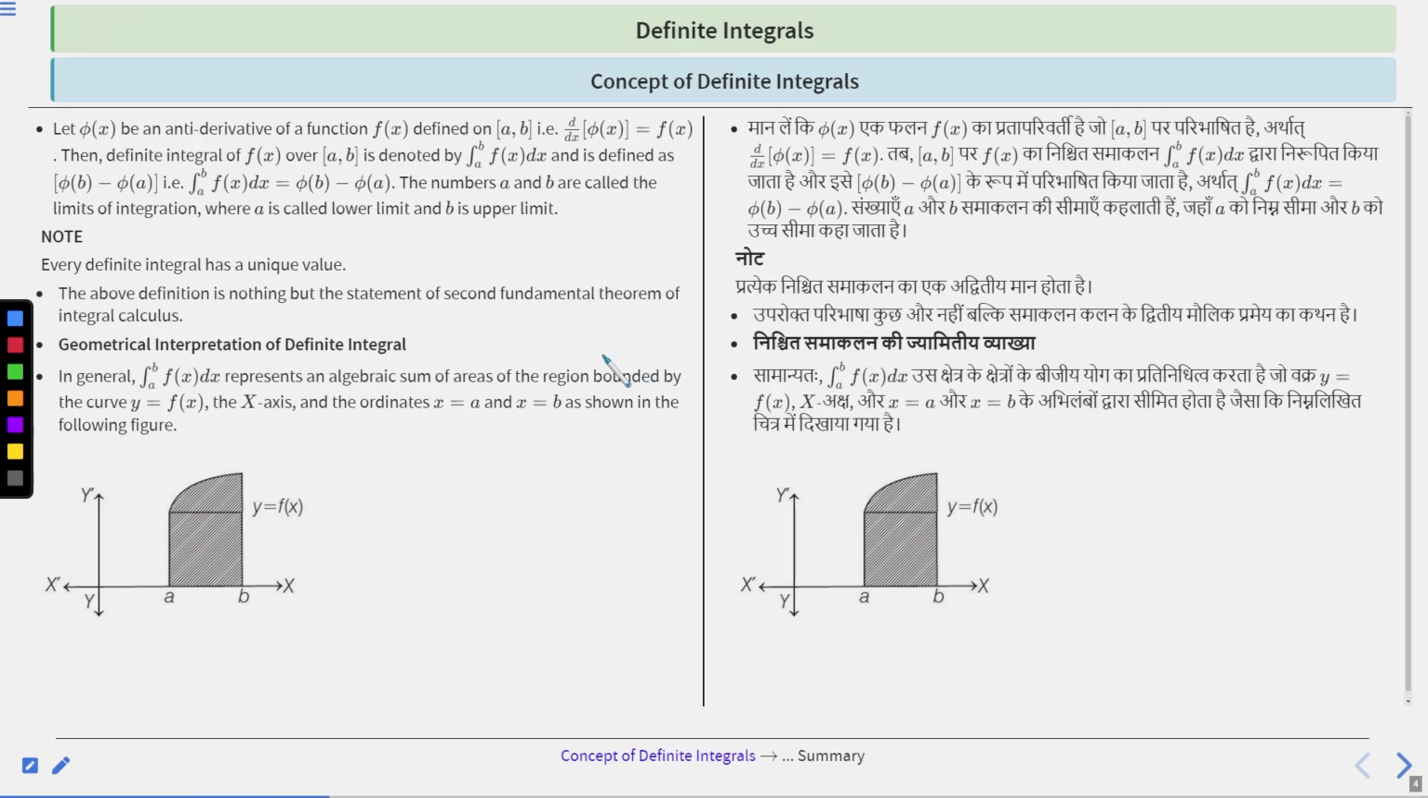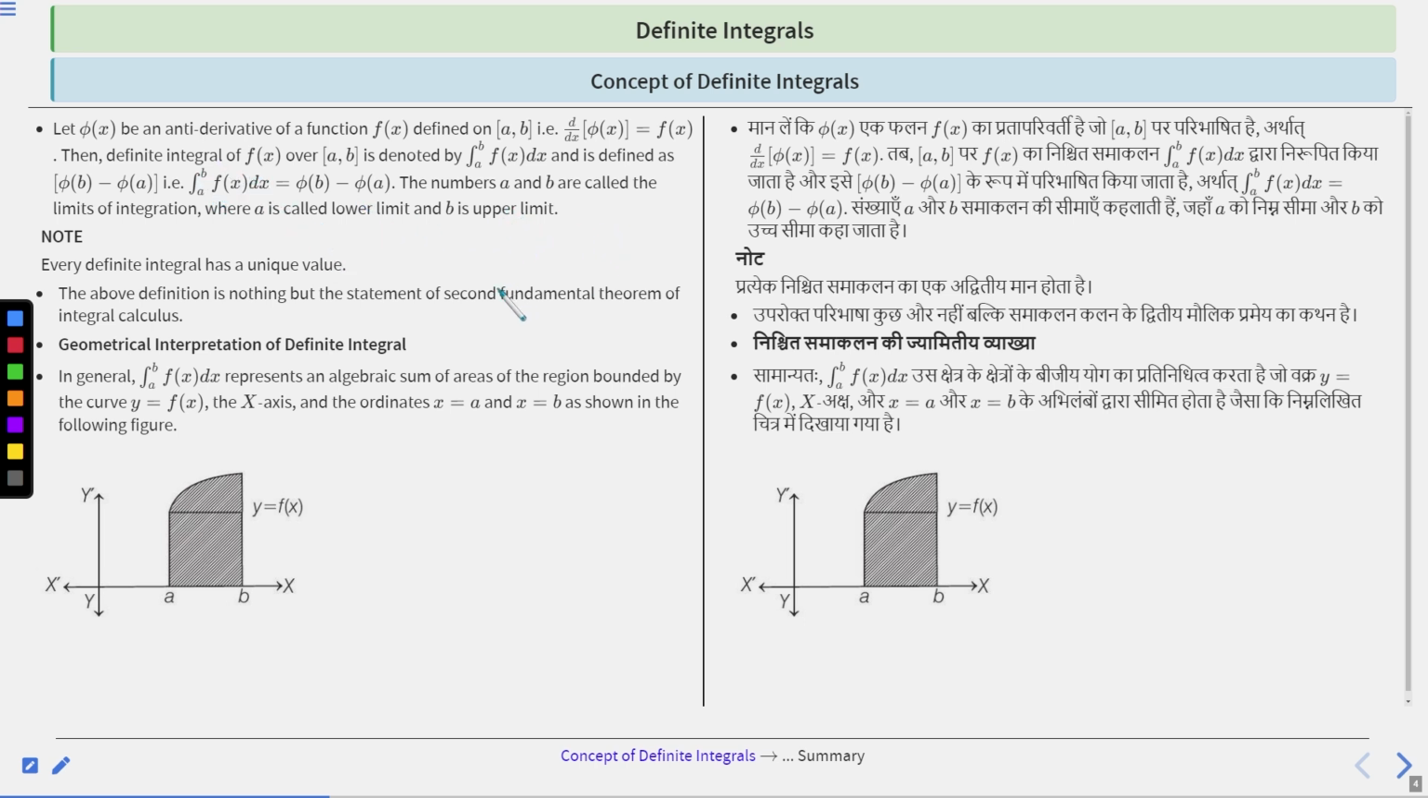So let phi x be an antiderivative of a function f x defined on [a, b], that is d upon dx of phi x is equal to f x. Then the definite integral of f x over a to b is denoted by integration from a to b f x dx and is defined as phi b minus phi a. That is, integration from a to b f x dx is equal to phi b minus phi a.